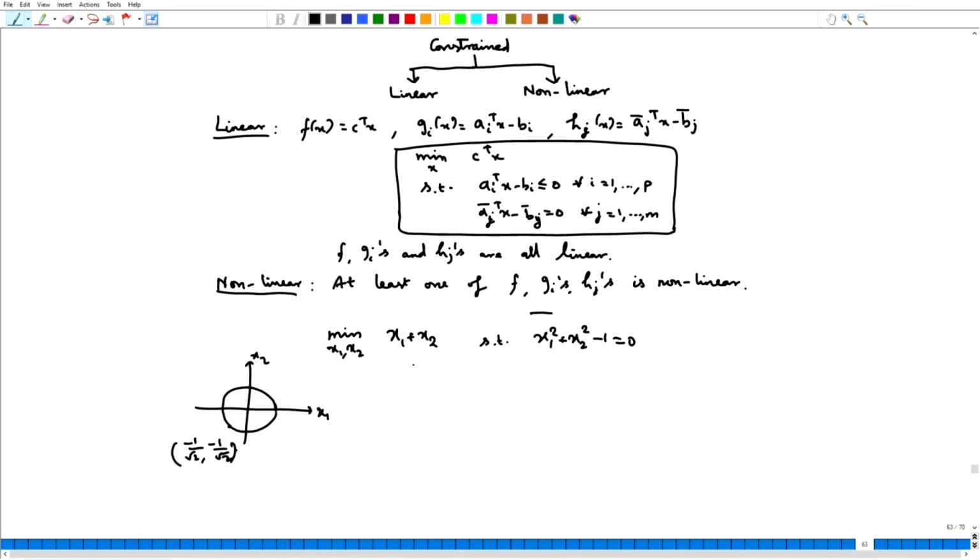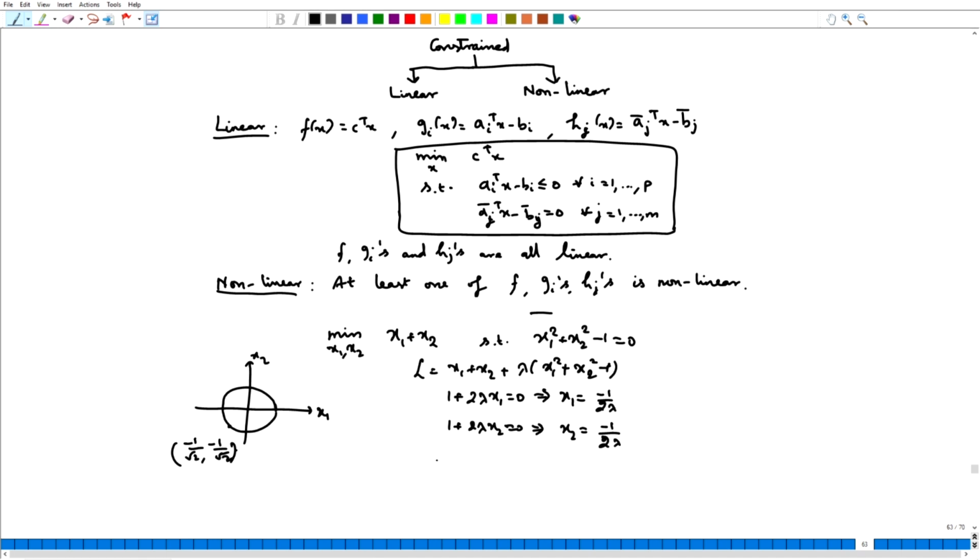You write L as x1 + x2 + lambda times (x1 squared + x2 squared - 1). If you differentiate with respect to x1, you have 1 + 2 lambda x1 equal to 0, which means x1 is minus 1 by 2 lambda. When you differentiate with respect to x2, you have 1 + 2 lambda x2 equal to 0, which means x2 is minus 1 by 2 lambda as well.